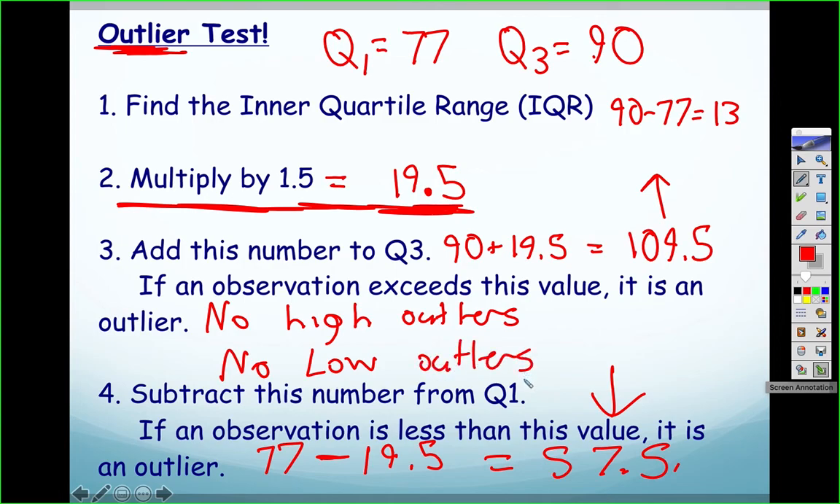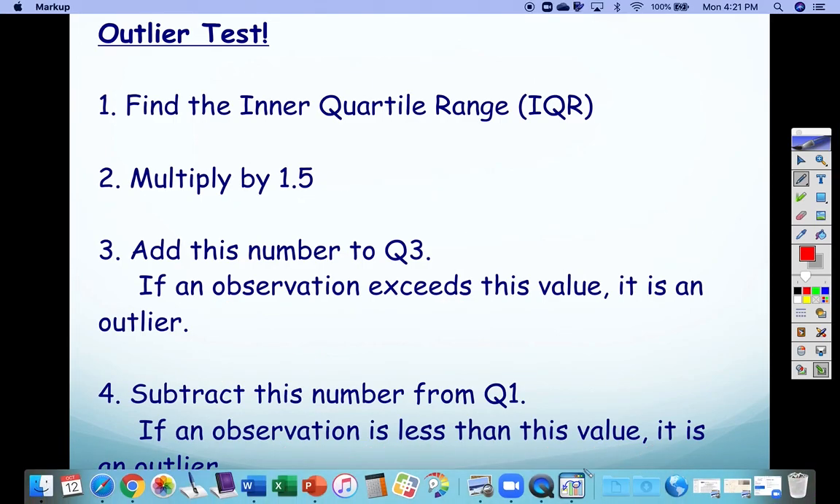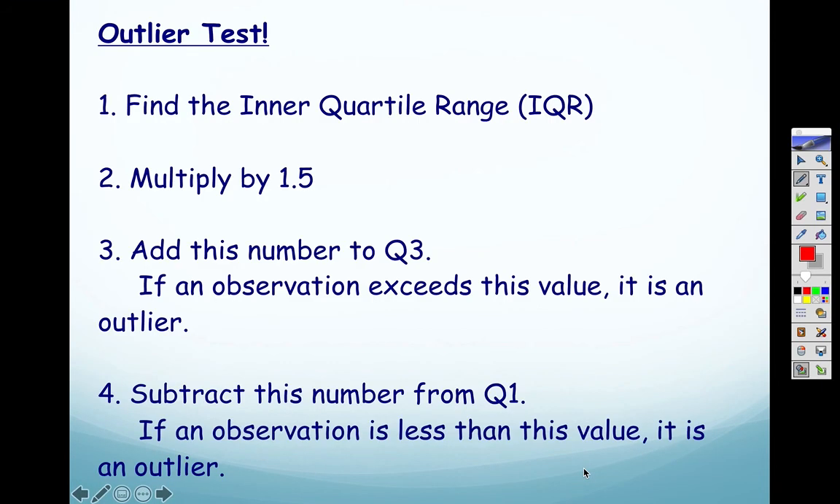This is called the outlier test. Anything higher than this or lower than this would be considered an outlier. Our stat scores on the previous slide that we just did right here had no outliers.